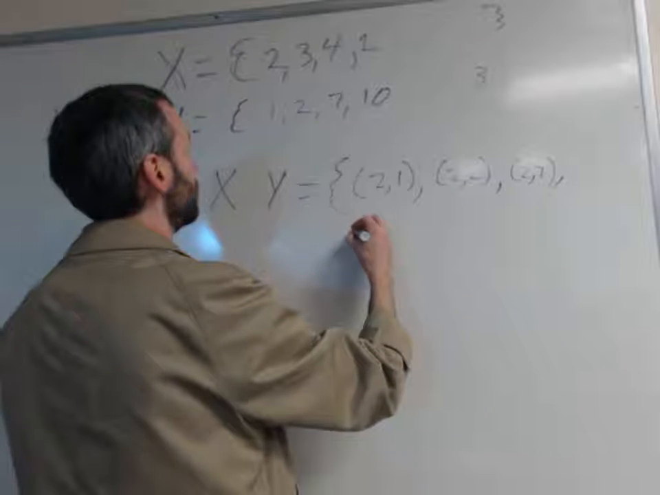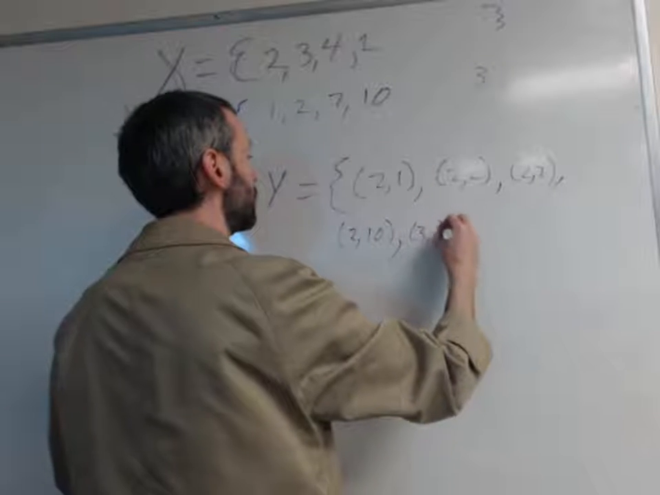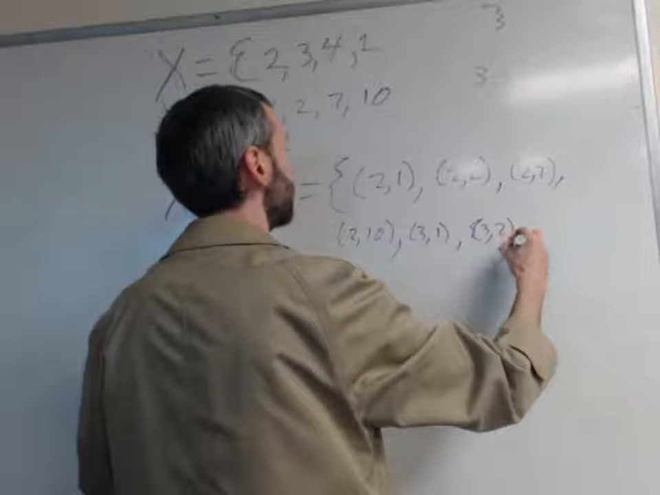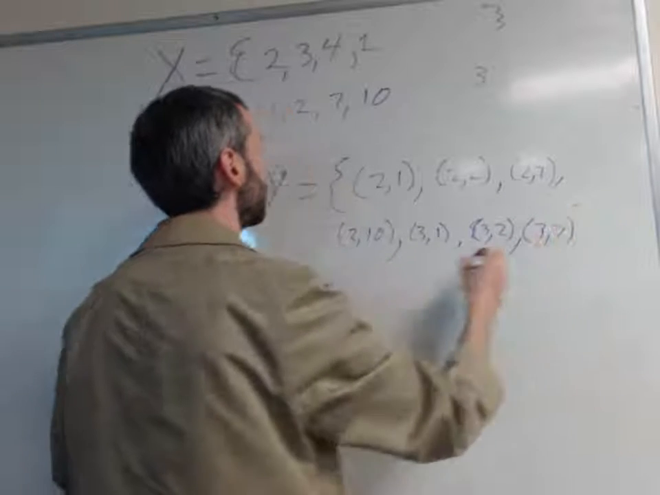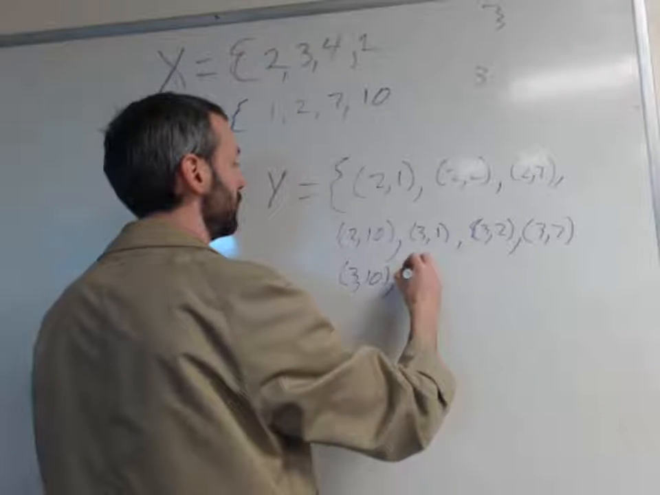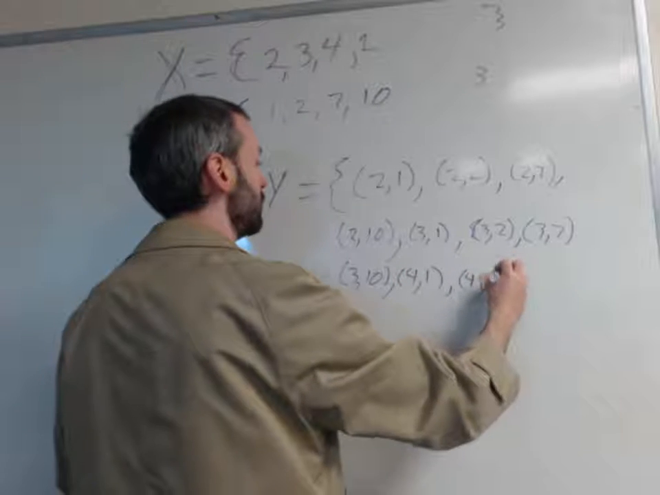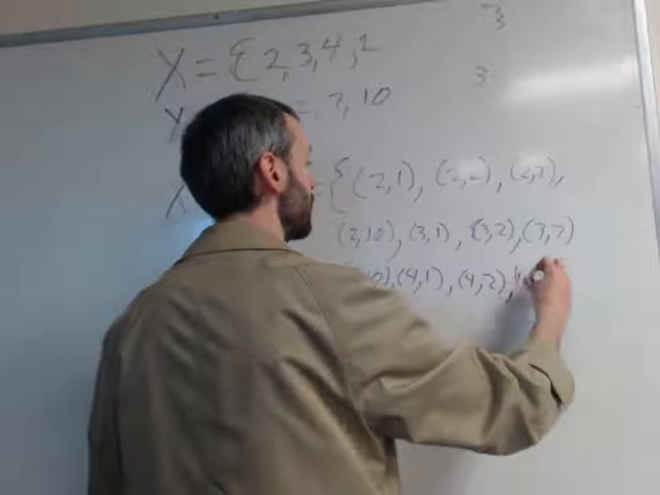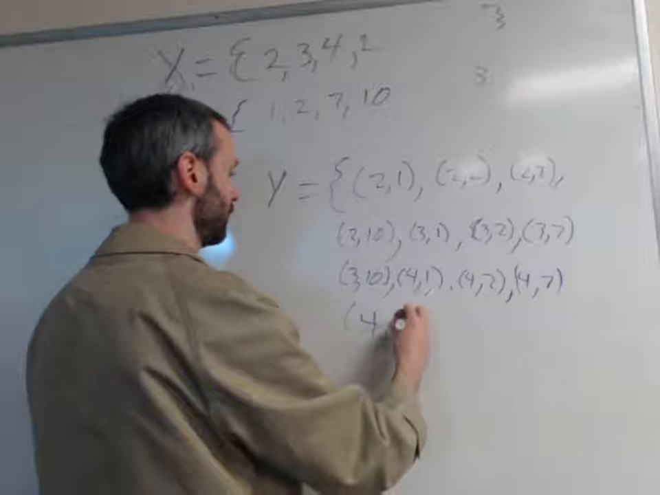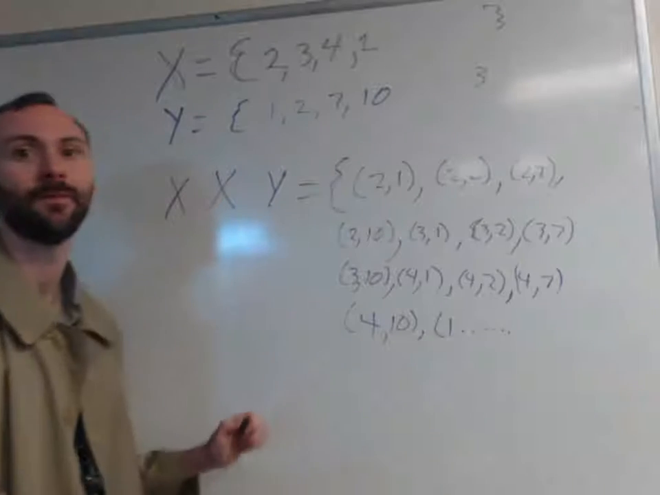Good. 2 can go with 10. Then you have 3 going with 1. You have 3 going to 2. You have 3 going to 7. And then 3 going to 10. And continuing on, you have 4 going to 1, 4 going to 2, 4 and 7, and you have 4 and 10. And you also have 1. I'm just going to put dot, dot, dot. You'll see what's going on.